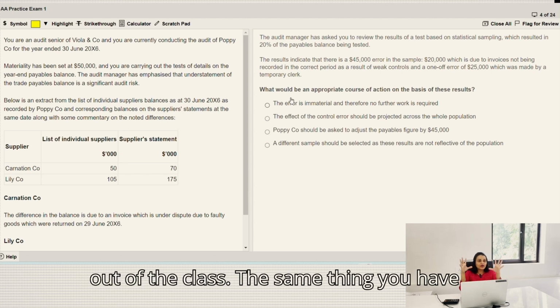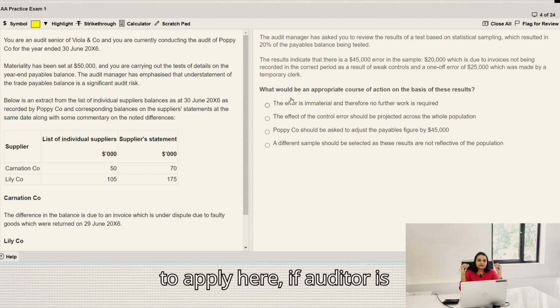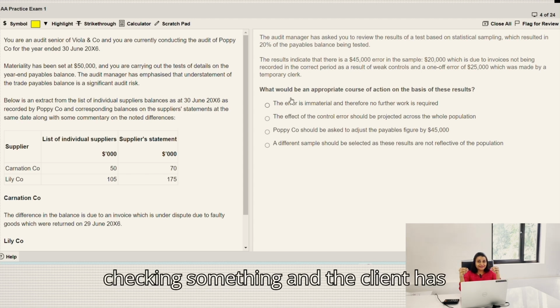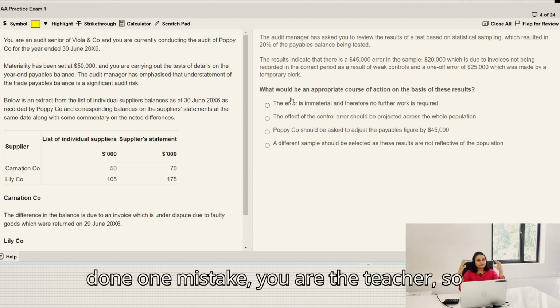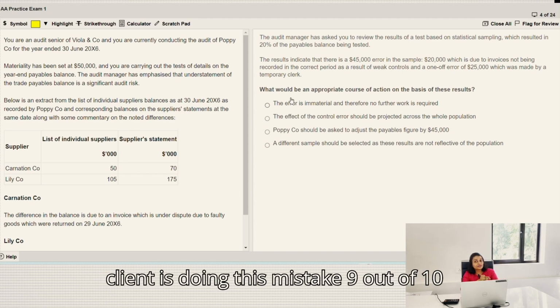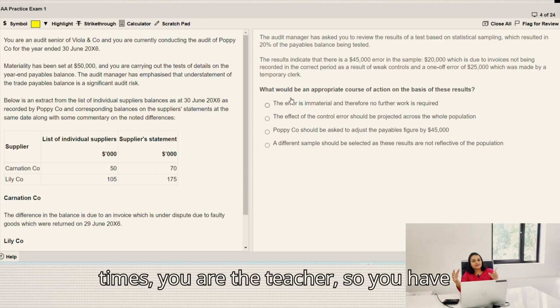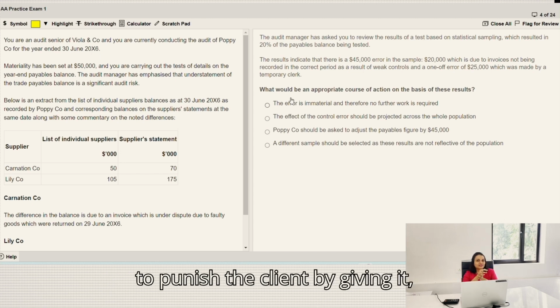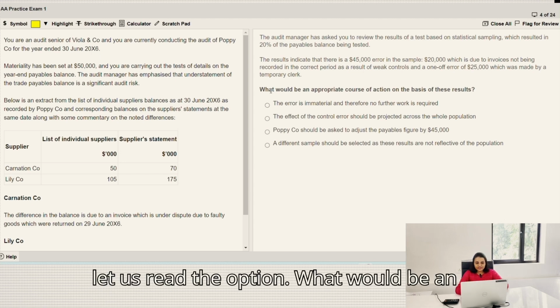The same thing you have to apply here. If auditor is checking something and the client has done one mistake, you are the teacher, so you say okay, fine, it's okay. But if the client is doing this mistake 9 out of 10 times, you are the teacher, so you have to punish the client. Now let's read the options.